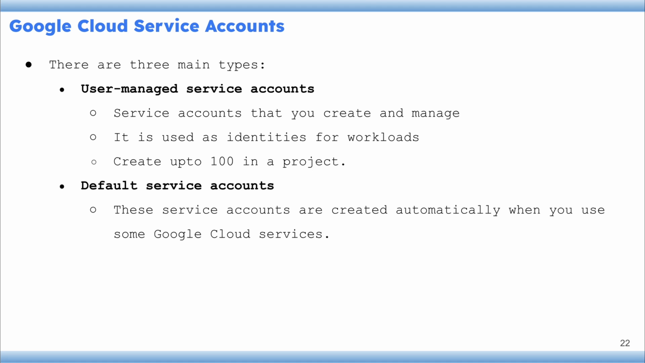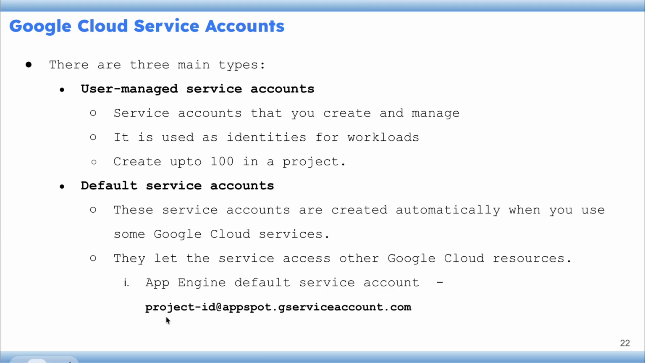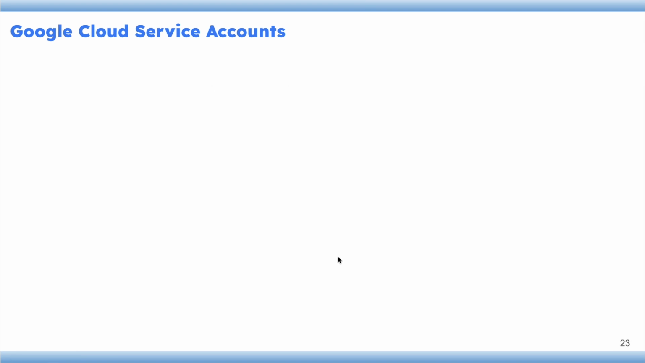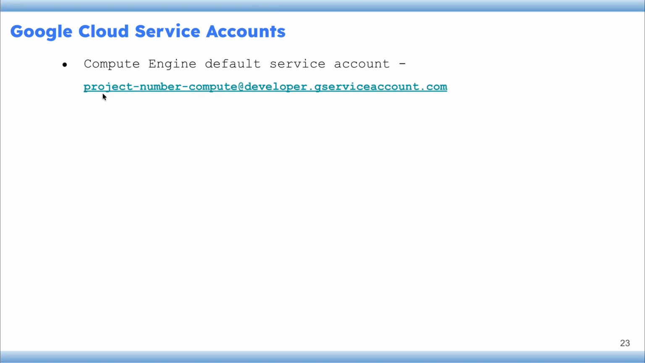Depending on the organization's policy configuration, the default service account might be automatically granted the Editor role, which is a basic role that I have already discussed in IAM roles and permissions. When you enable App Engine, a default service account will be created: project ID@appspot.gserviceaccount.com. Not only this, when you enable the Compute Engine API, you will see this service account created by default: project number-compute@developer.gserviceaccount.com. And the third one is service agents.